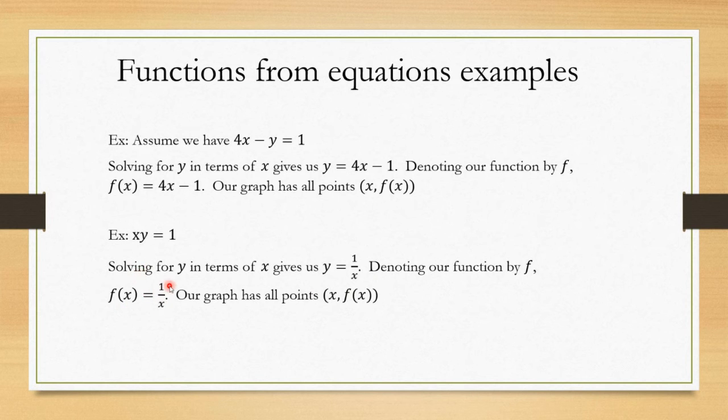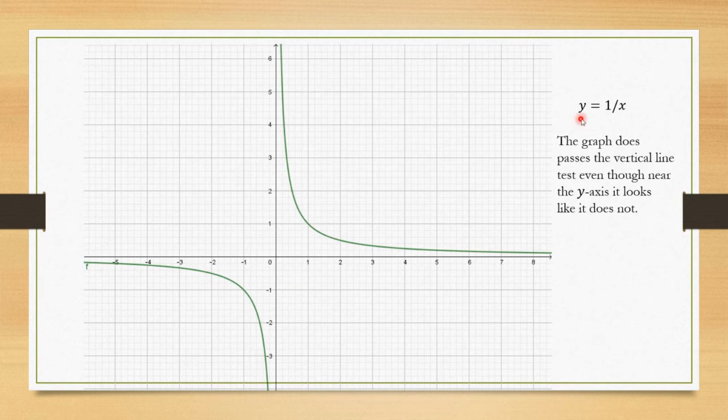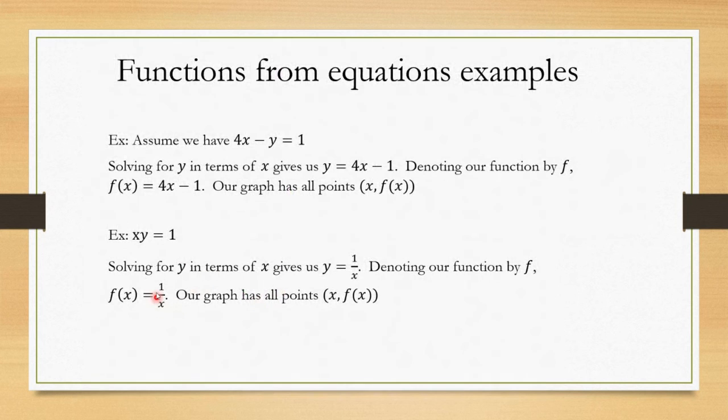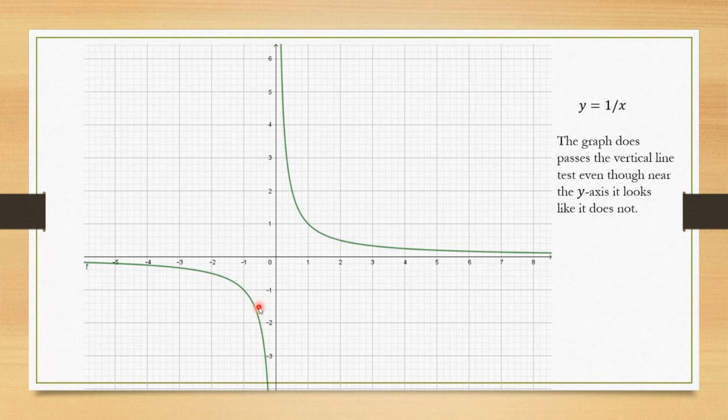And the graph does satisfy the vertical line test. That's what this graph is. I know as you get closer to the y-axis here, it looks like it doesn't pass the vertical line test, but believe me, it does. Okay, so we have this function here. y equals 1 over x, or again, if we let f denote the function, we have this 1 over that number. Okay, that's fun. All right, so we have that.